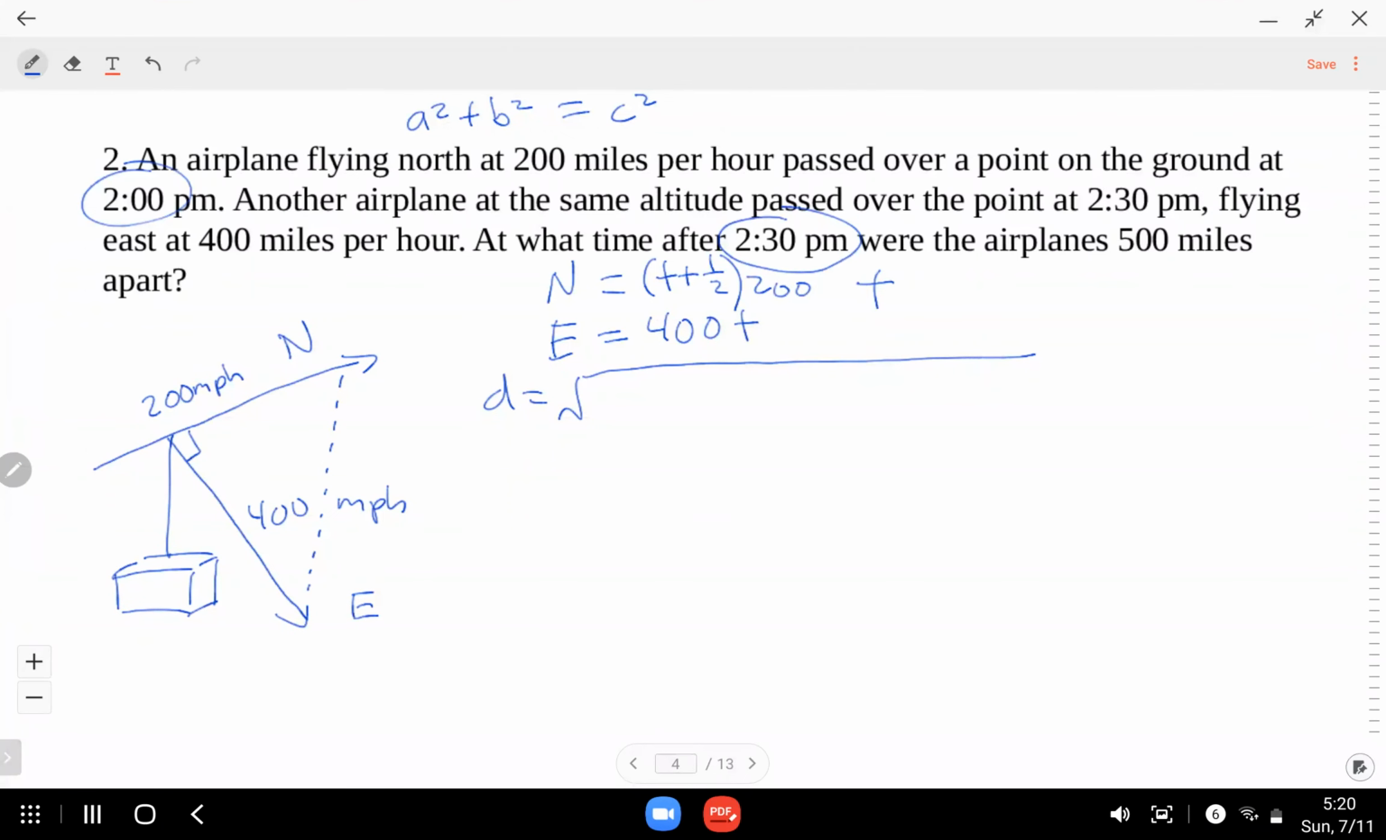So, basically what we will do is square this. What is that squared? All right, that is basically 200t plus 100 squared plus 400t squared, which is just that, okay. Now we have our equation. Now let's simplify, and then we can just plug 500 in for the d, because we need to find at one time after 2:30 p.m. were the airplanes 500 miles apart. So those are the key points.